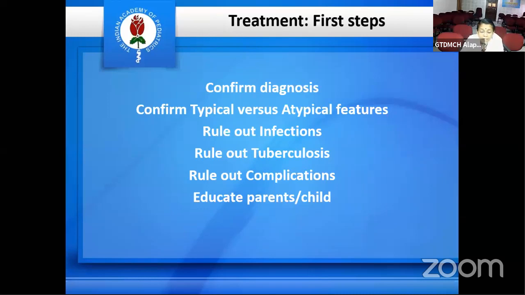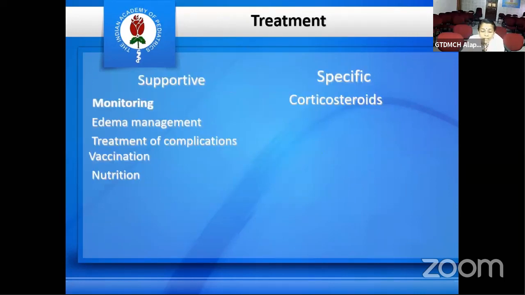Treatment: first of all, you have to confirm the diagnosis and see whether it is a typical nephrotic syndrome or whether any atypical features are present. You have to rule out infection before you start treatment, rule out tuberculosis, rule out complications, and educate the parents and child. If there is no infection, no tuberculosis, you can start treatment. The first treatment is supportive management. The second one is specific management.